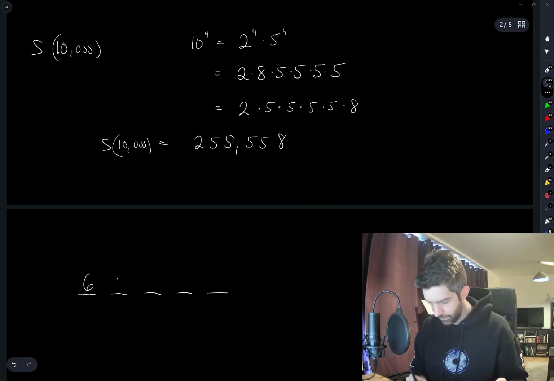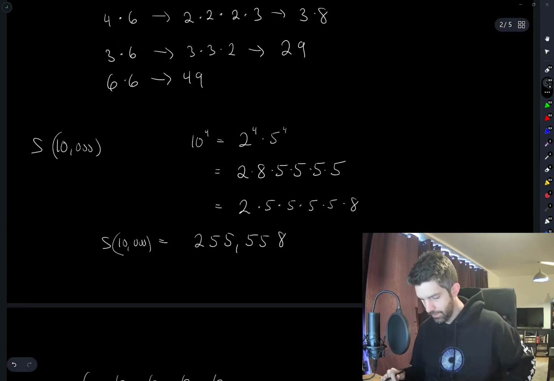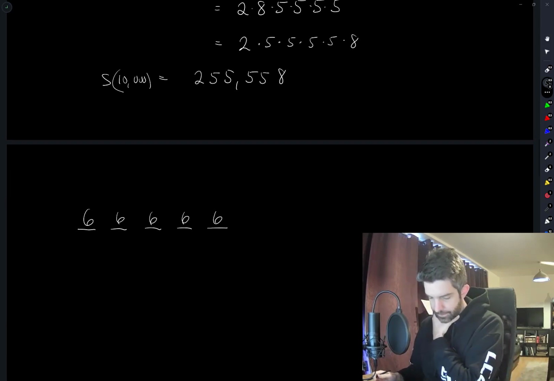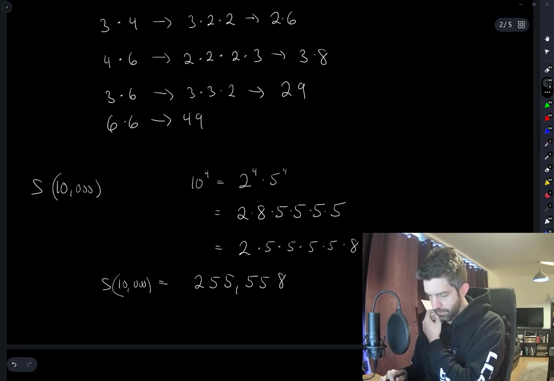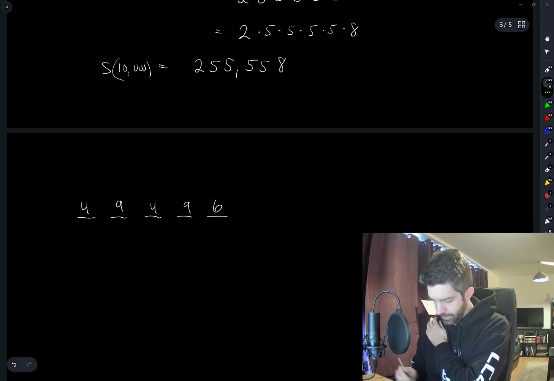So I could put 66666 here. This gives me a number. When I multiply this out, it gives me something less than 10,000. But 6, 6 gets replaced with 4 and 9. So 4 and 9. Replace these with 4 and 9. And then this gets rearranged to 4, 4, 6, 9, 9.